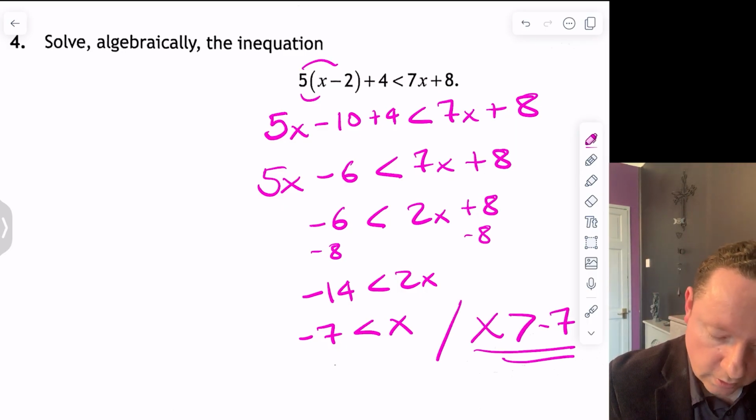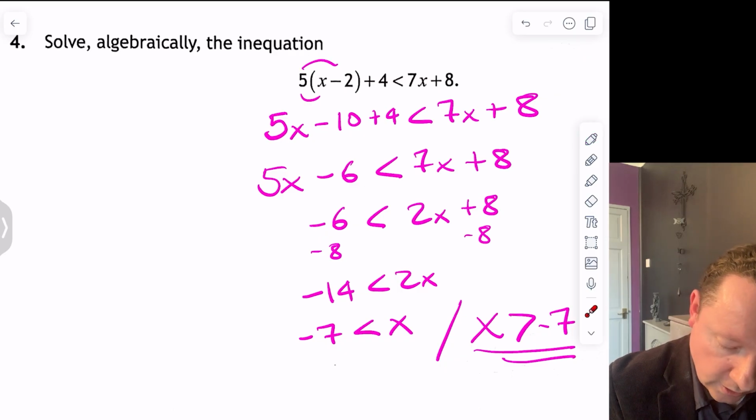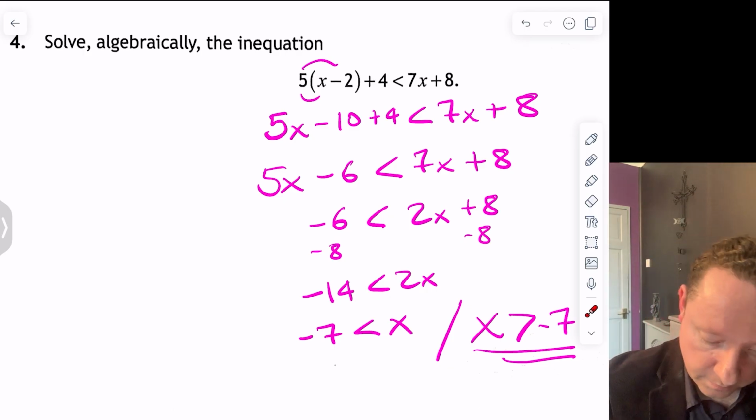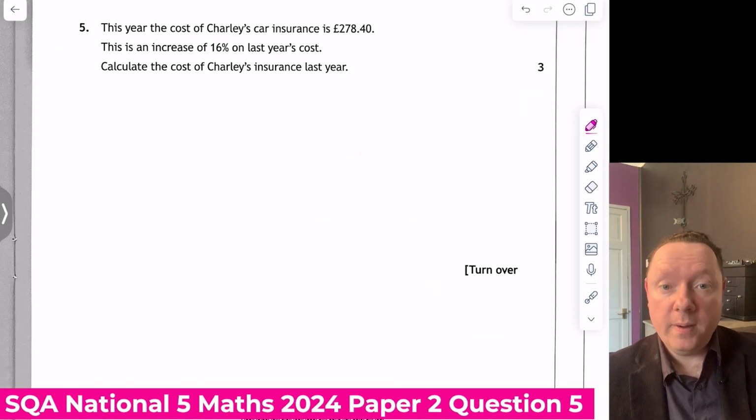Now you would have also had to flip the sign if you had done your x's on this side, because you would have ended up with a negative x, and when you divide by a negative, you flip the sign. SQA National 5 Maths 2024 Paper 2 Question 5.